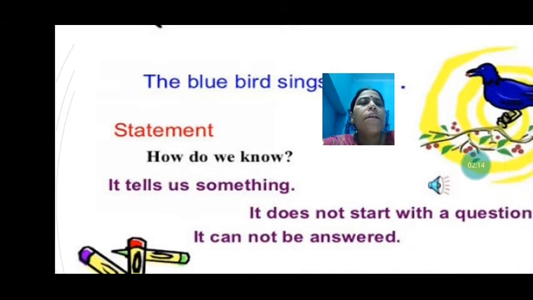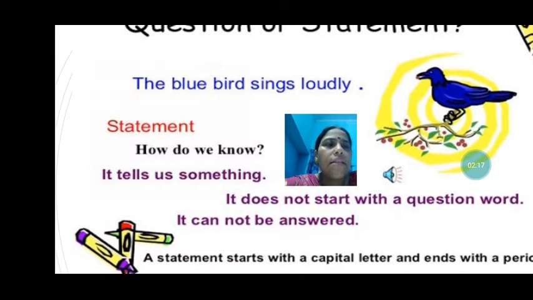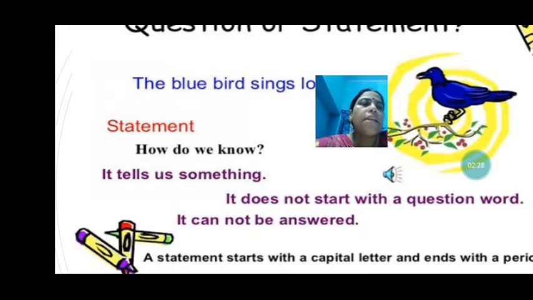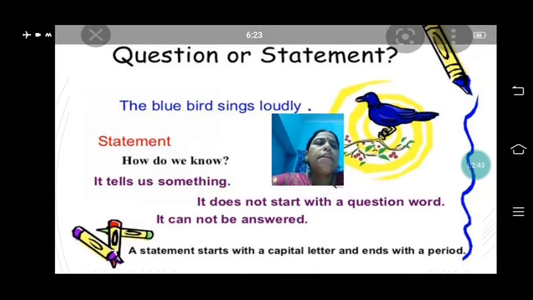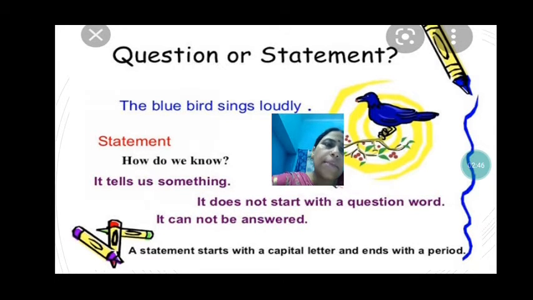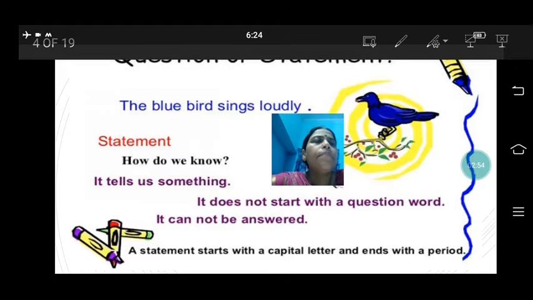Now how do we know this is a statement? Because you know that a statement declares a fact or tells us about something. It does not start with a question word and it cannot be answered. When you say the bluebird sings loudly, what answer will you give? There is no question asked in it, so that is not a question. It is a statement. A statement also starts with a capital letter, but it ends with a period. And what is a period? Period is full stop. So you know about the full stop.